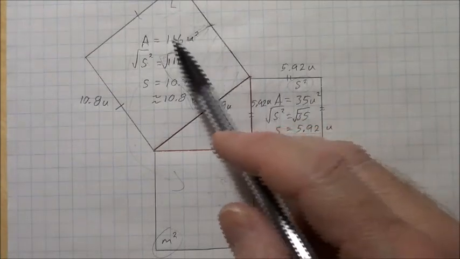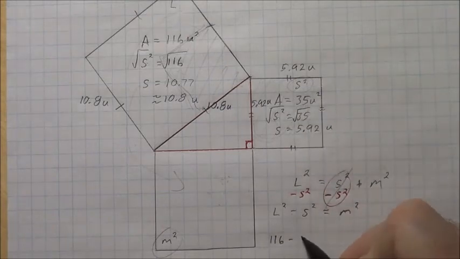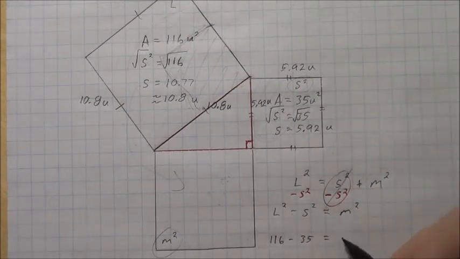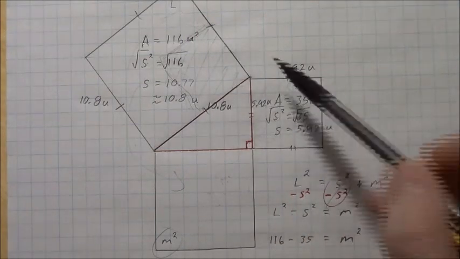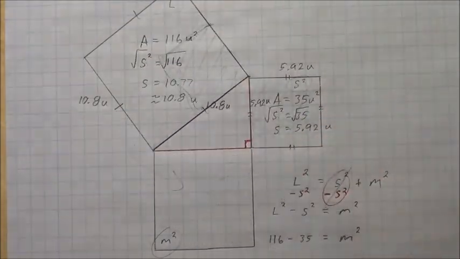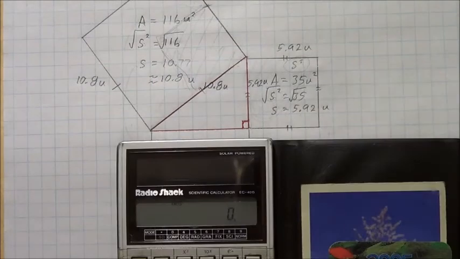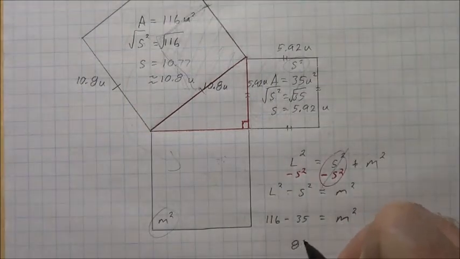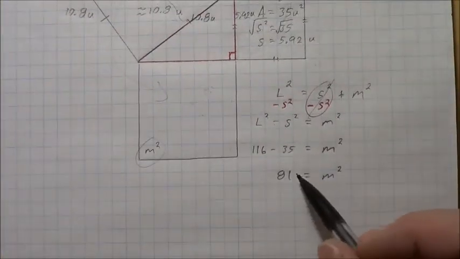We know L squared, the area of the largest square, is 116, as I stated up there. The area of the smallest square is 35. If I'm subtracting the area of the smallest square from the area of the larger square, that's going to leave me with the area of the medium side squared. So I take 116 and subtract 35. That gives me 81 square units for the medium side. It's the area of the medium square.